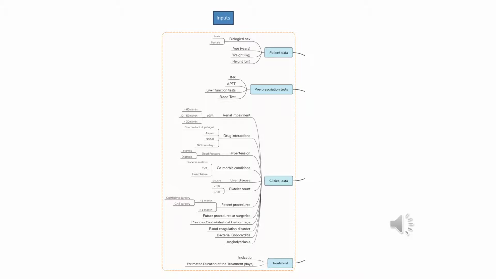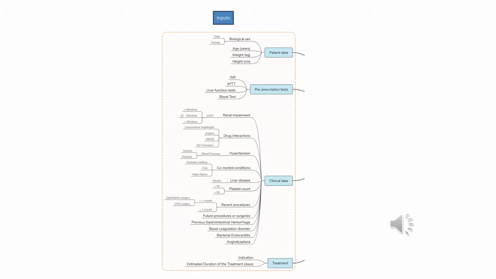Here are the inputs for the decision support system. The first input is patient data. This includes the biological sex of the patient, which can be divided into male and female. It also includes the weight in kilograms, height in centimeters, and the age of the patient in years.